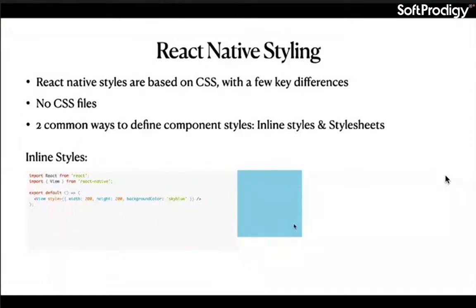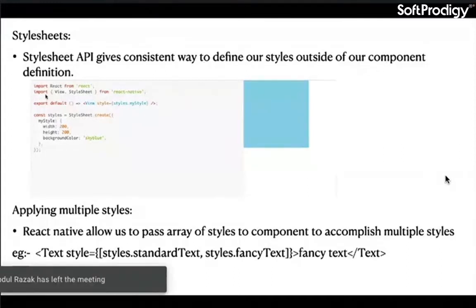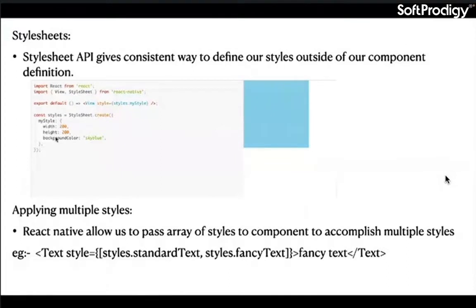So how is it different from style sheet? What is style sheet? The style sheet API gives a consistent way to define our styles outside of our component definition. So if this is our component, this is our style sheet API. We are getting these styles from the style sheet API from React Native. Using the style sheet, we are defining width, height, and background color in my style. So I am calling this my style here.